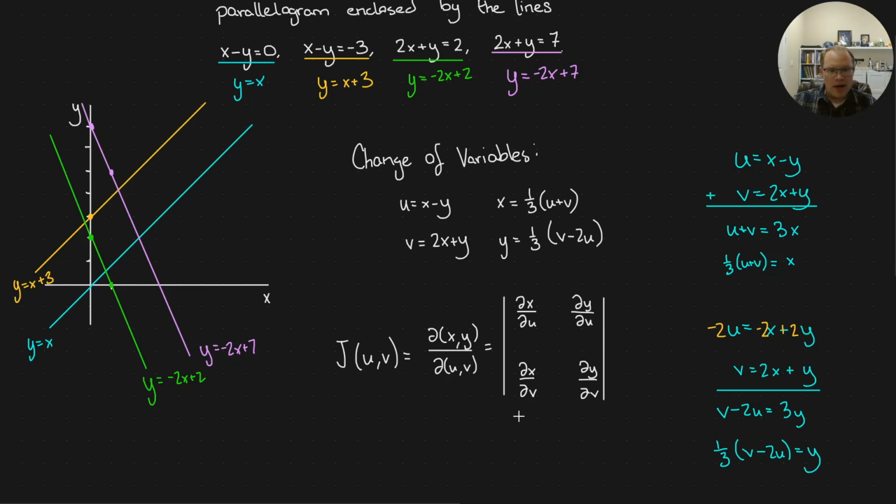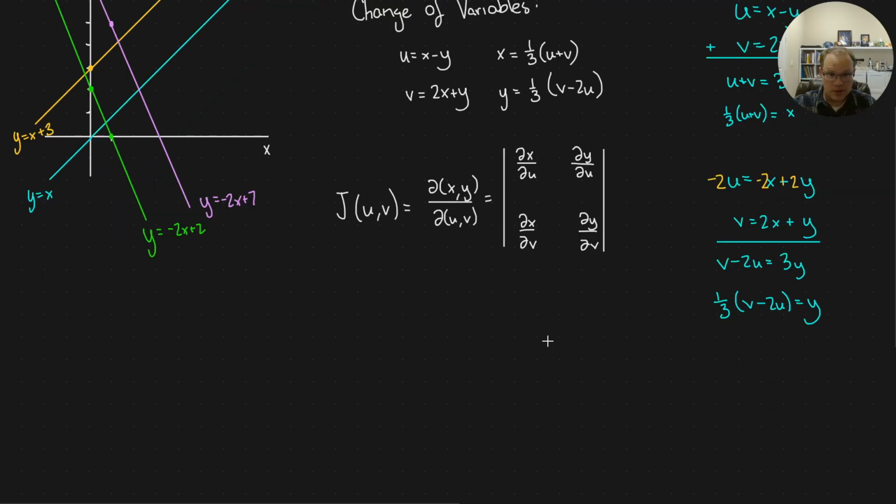Okay, all right. We have x in terms of u and v. We have y in terms of u and v. Now I could take those partial derivatives. Partial derivative of x with respect to u is just going to be 1/3. Partial derivative of x with respect to v is also 1/3. Partial derivative of y with respect to u is going to be -2/3. And partial derivative of y with respect to v is going to be 1/3.